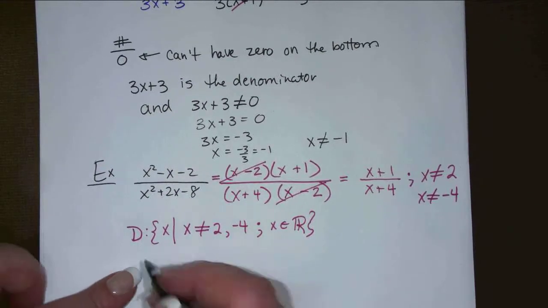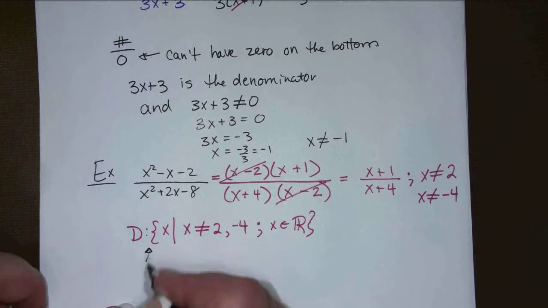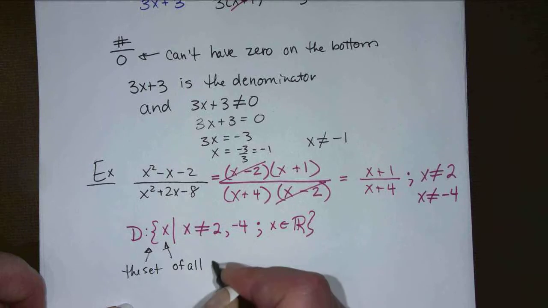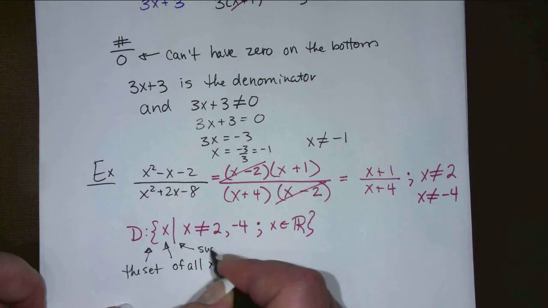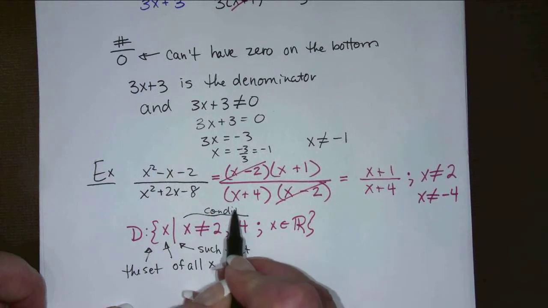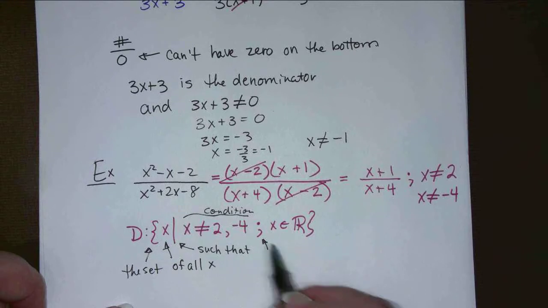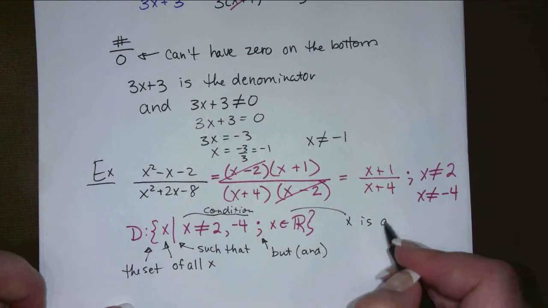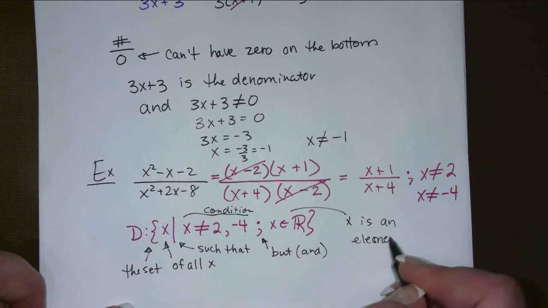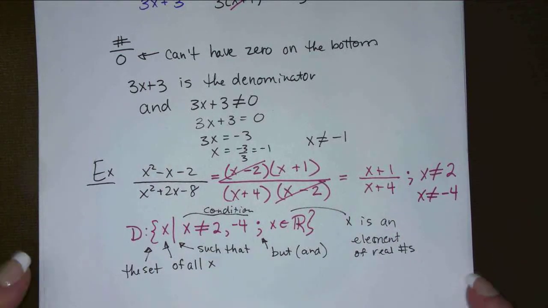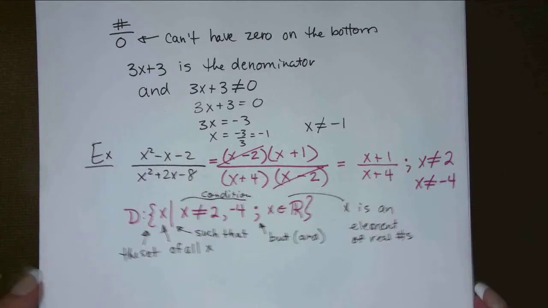And if you were reading this, this is set brackets. So this is saying the set of all x. That line is read as such that. Then here's our condition. X is not 2 or 4. x is an element of real numbers. So it just means x can be anything else other than the condition.